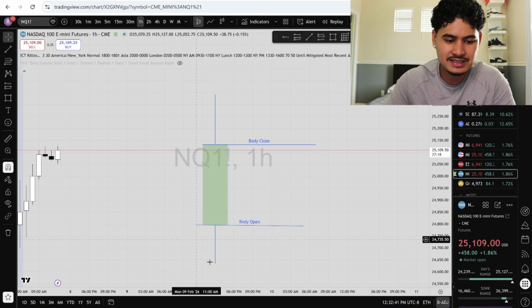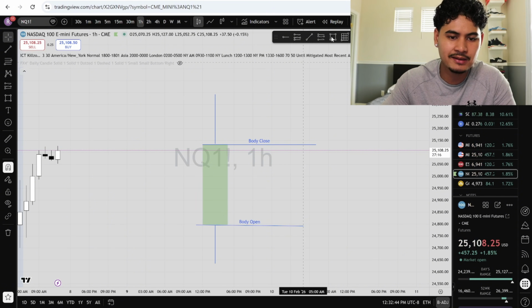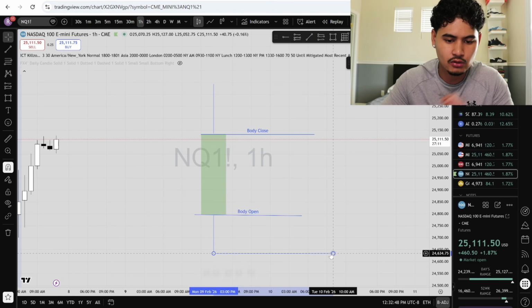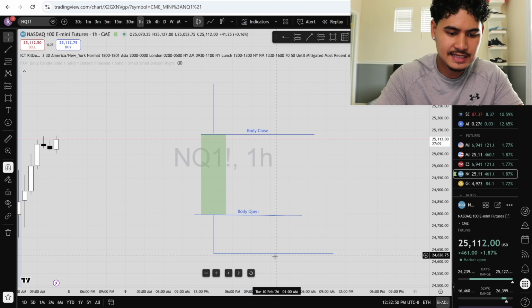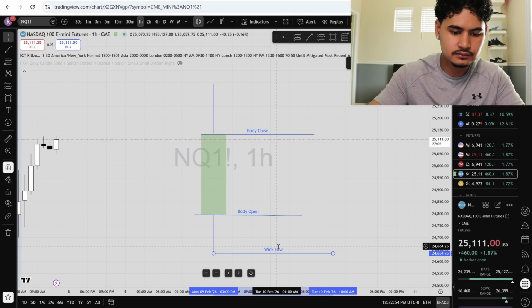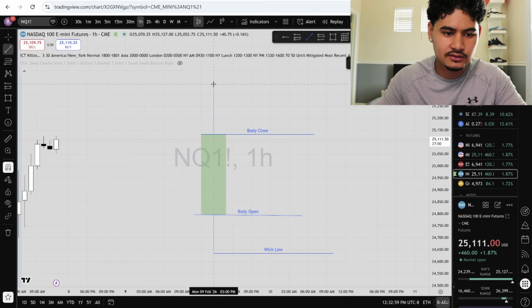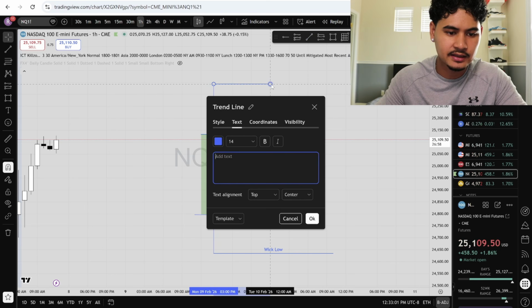Say this is a 1 minute time frame right here. Within this 1 minute, price came all the way down here. This is our wick low. Let's add a text: wick low right here. And then what is this right here? This is, you guessed it, our wick high.